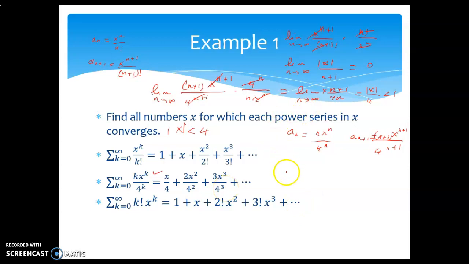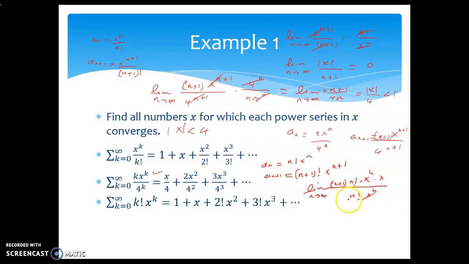Okay, so we can do the same thing for the third one. For the third one, we have a_n equal to n factorial x raised to the power of n. a_(n+1) is going to be equal to n plus 1 factorial x raised to the power of n plus 1. So when we take the limit as n goes to infinity, we can expand it as n plus 1 times n factorial times x raised to the power of n times x, over n factorial x raised to the power of n.